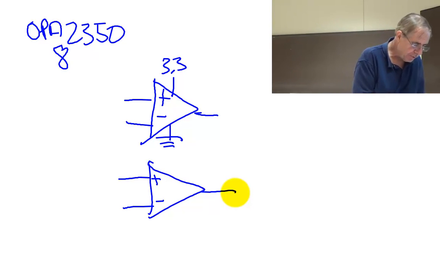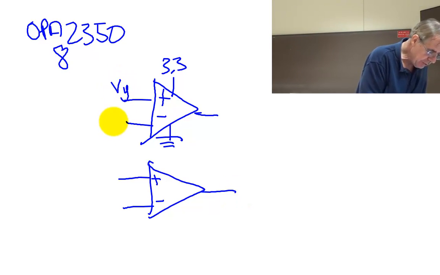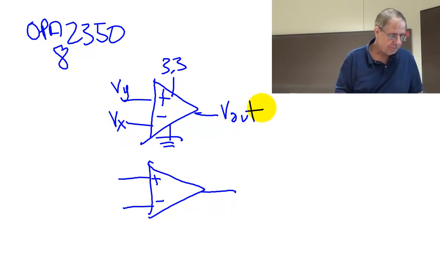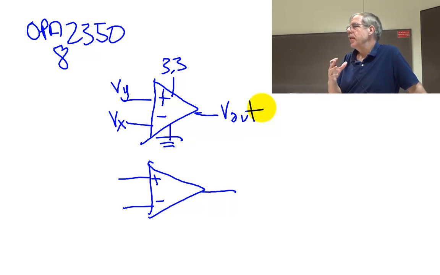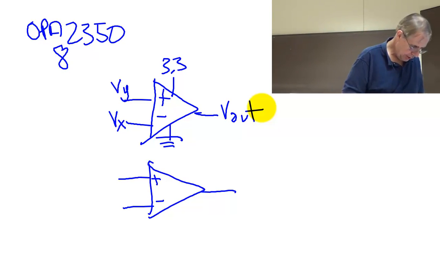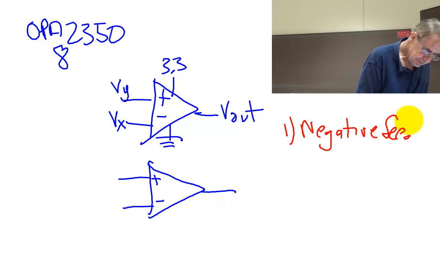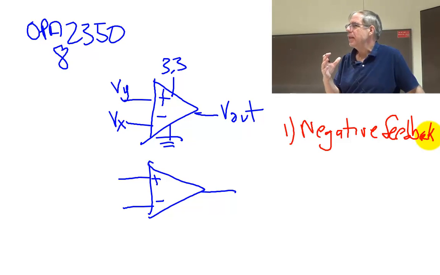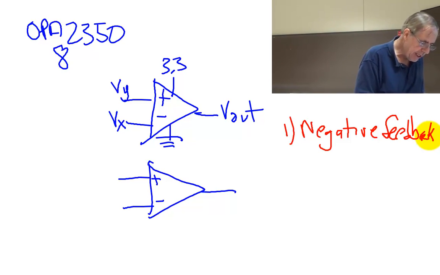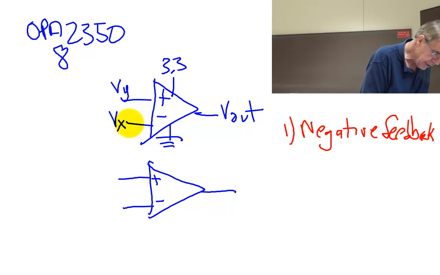There are a couple of wonderful features. We're going to call this VY. We're going to call that VX. We're going to call this VOut. Okay? And again, computer scientist rules to op amps. Okay? Rule number 1. And that is negative feedback. In order to make this stable, in order to make this work, we will always use negative feedback, okay?